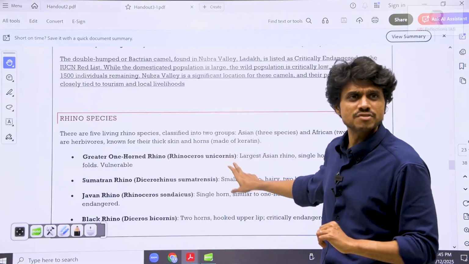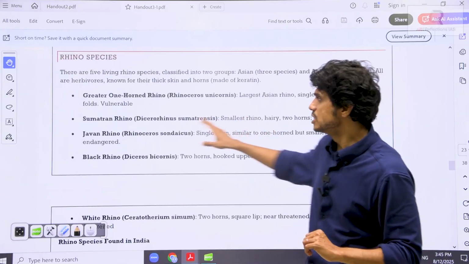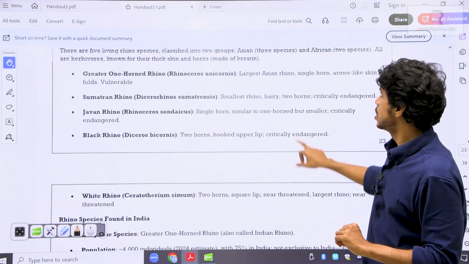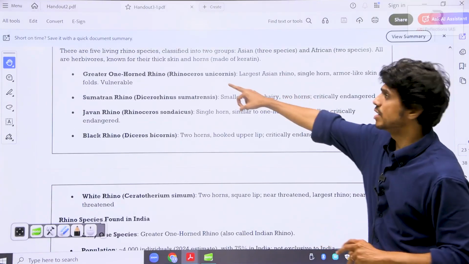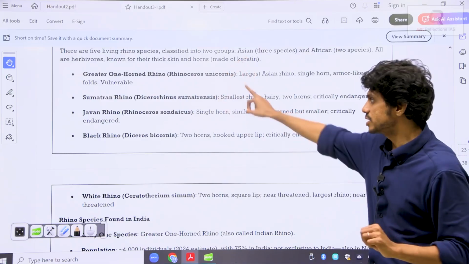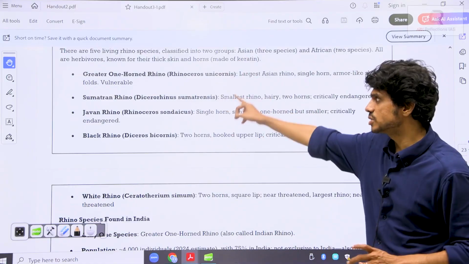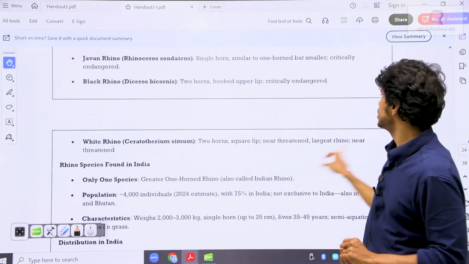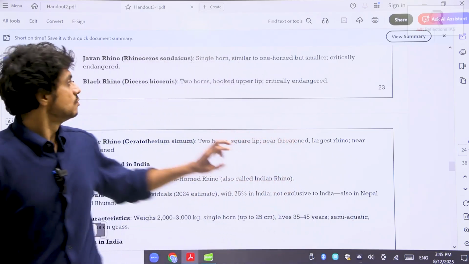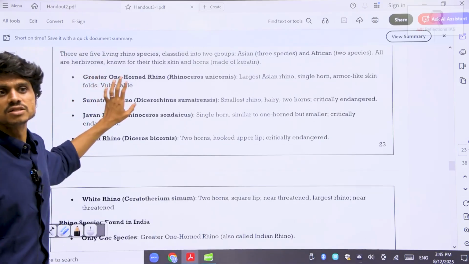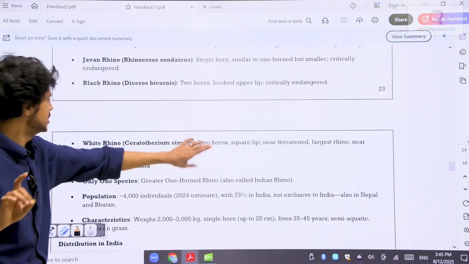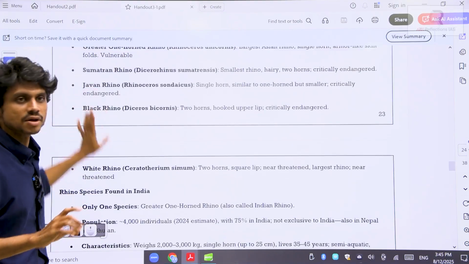Since we have discussed various rhino species, right? Sumatran rhino, Javan rhino, black rhino, white rhino. See, this Indian rhino is vulnerable. You need to remember this fact by heart: vulnerable. The rest of these three, Sumatran, Javan and black, are critically endangered. White is near threatened. These are the 5 rhino species we have. Within this, the Indian one is vulnerable.